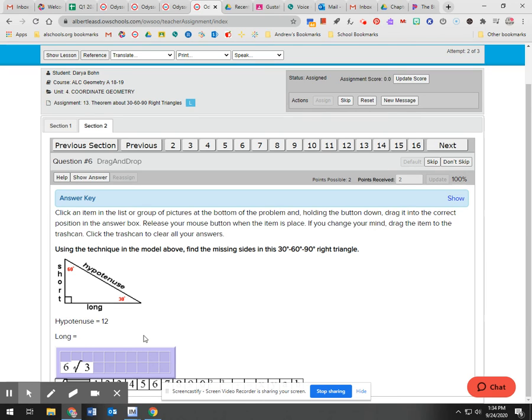So that's how you do these problems. You don't need a calculator. It's either half of something or twice, times 2, for the hypotenuse and the short leg. And for the long leg, you just tag the square root of 3 on the end.